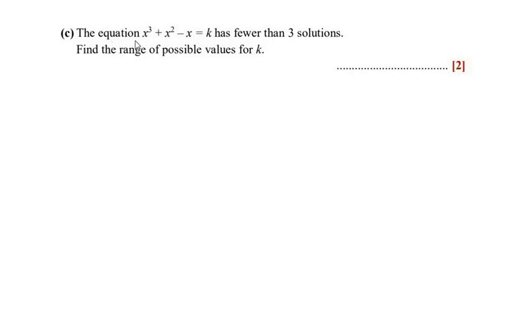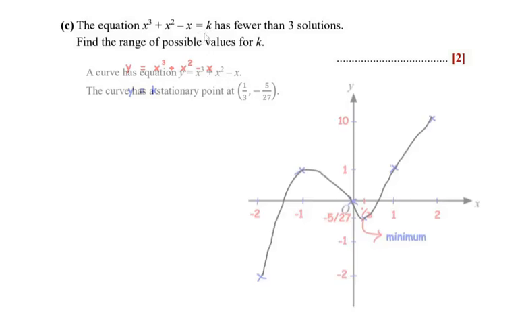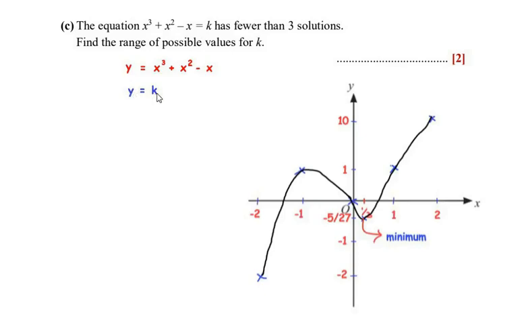The equation x cube plus x square minus x equal to k has fewer than 3 solutions. Find the range of possible values for k. Now here the left hand side represents the equation of the curve we had been given, which was y is equal to x cube plus x square minus x. Now since the left hand side of this expression is same as the right hand side of the equation of the curve, we are going to equate y is equal to k. So here we have written y is equal to k.